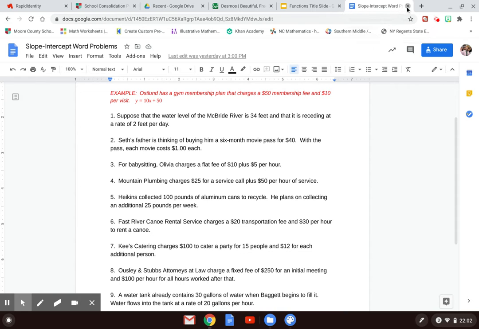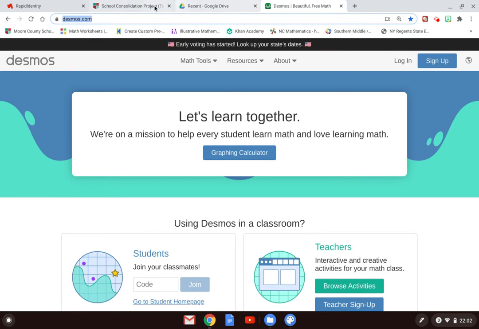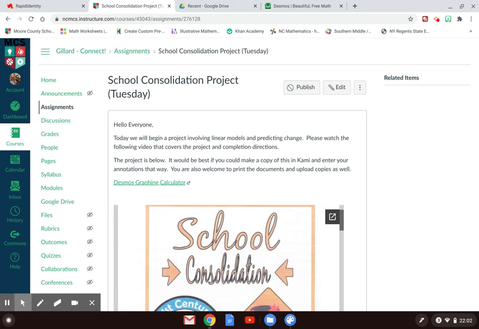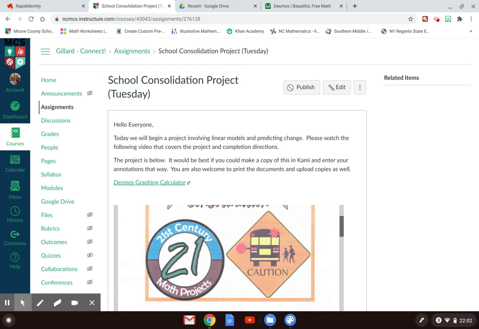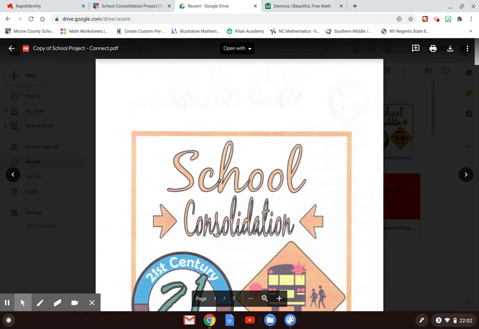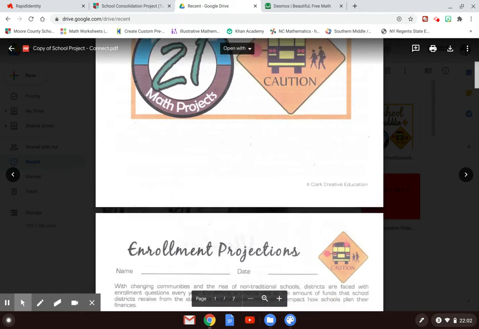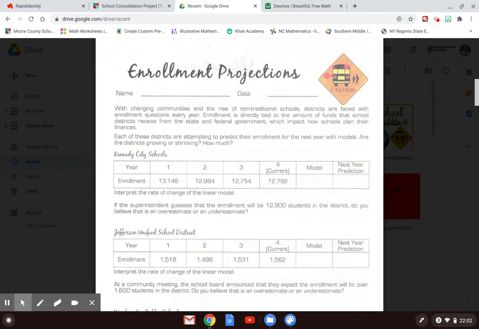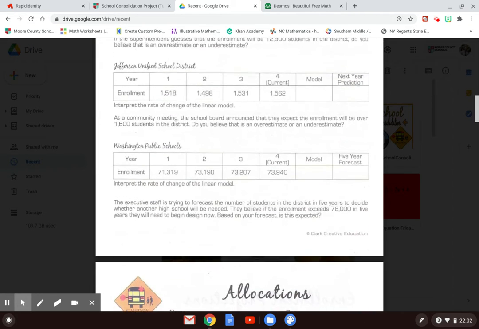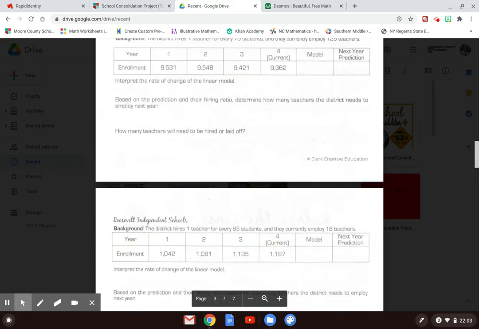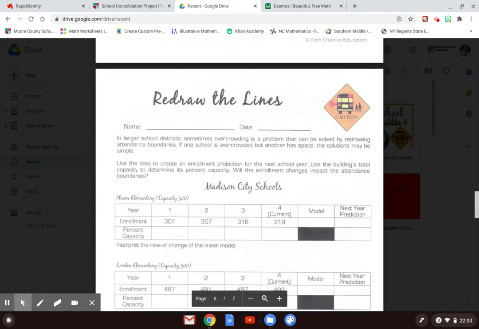So what I would like for everybody to do is to open up on Canvas this school consolidation project. This is the first part of it, where you're going to determine and help the district to decide which school to close. Okay, so as you open this up, you're going to find that there are different projections that you're going to make. And I'm going to go through the first page with you so you understand what you need to do.